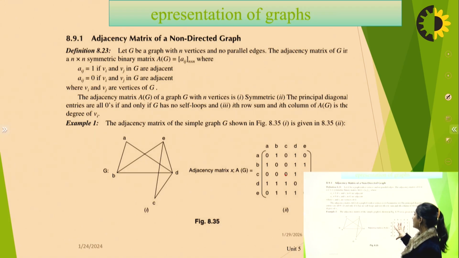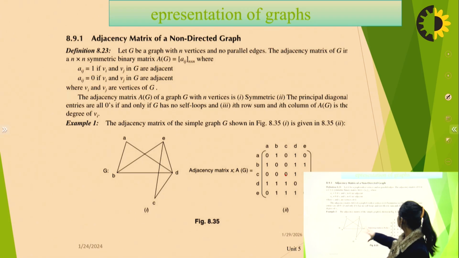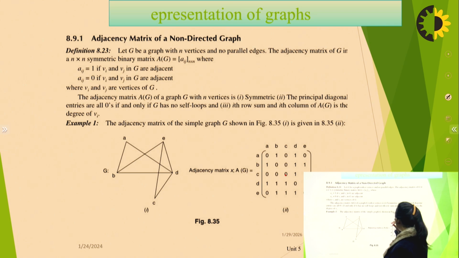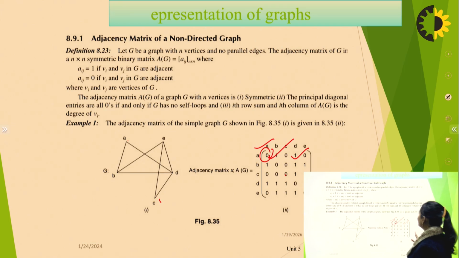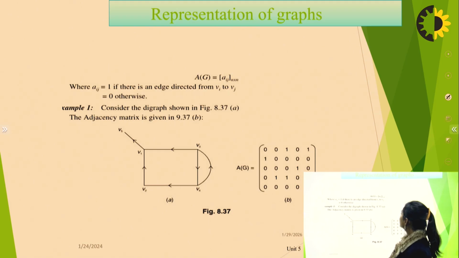So this is an adjacency matrix, and you need to create a graph from it, or from a graph create a matrix. You first list the vertices in this matrix. After listing them, for A and A there is no self loop, so we've written 0. For A and B there is an edge, so we have written 1. A and C is 0 because there's no edge, but for A and D there's 1. Similarly, we fill this matrix. Consider the diagram shown here; the adjacency matrix is again given here.